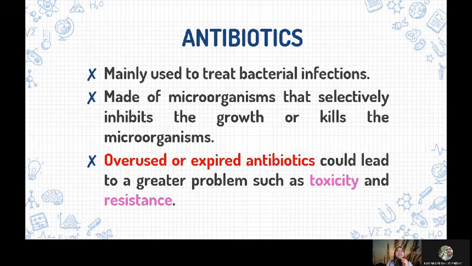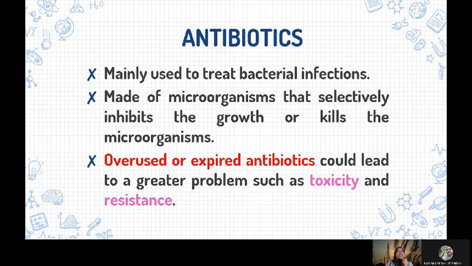Thank you to the previous presenter. Now I'm about to explain the definitions of antibiotics and heavy metals. First, we go to the antibiotics. Antibiotics are mainly used to treat bacterial infections, and they are made of microorganisms that selectively inhibit the growth of or kill the microorganism. What leads to toxicity when overused or expired antibiotics are used?